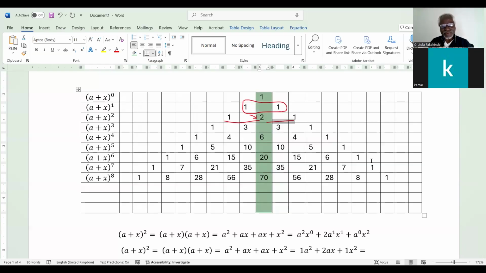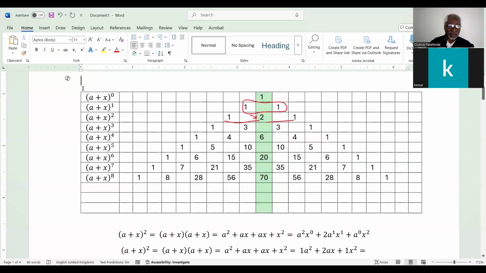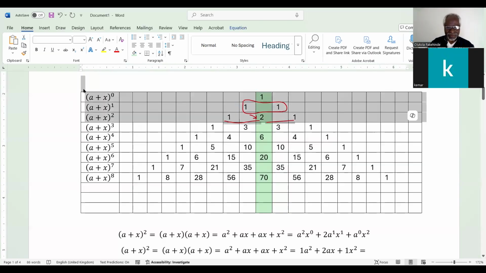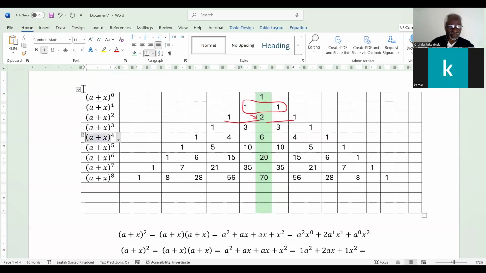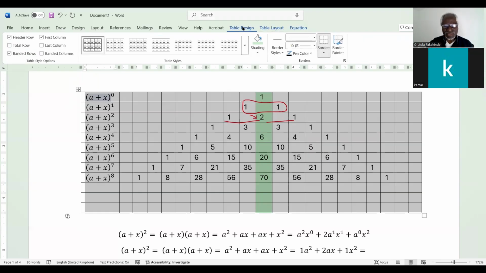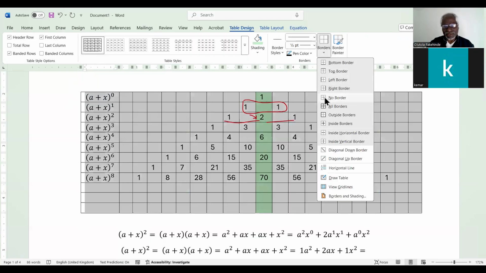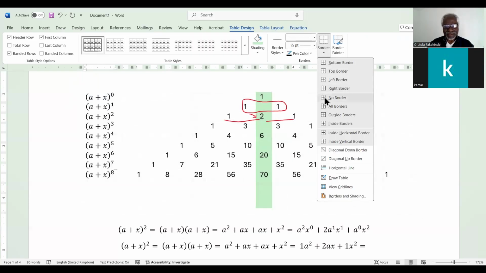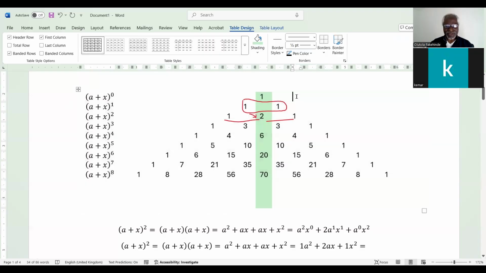Once you can break it into that form, now let me make it neat for us on the table. I want to make the table very neat. So we can come here and say border. We don't want any border at all. No border. You can see the triangle coming out.